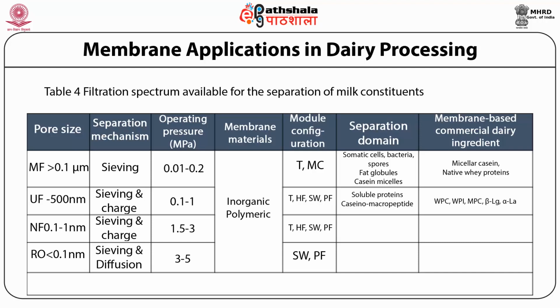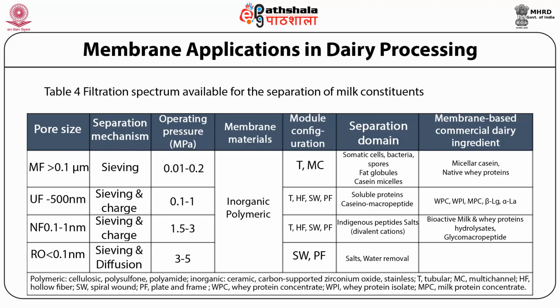Nanofiltration, also known as loose RO process, is particularly used for the indigenous peptide salts, meaning particularly divalent salt separation, and it is used to produce bioactive milk and whey protein hydrolysates and GMP. RO is normally used as a concentration process, and it removes salts as well as water from the feed, and it is used to produce lactose, concentration of whey permeate, or delactosed deproteinized whey.